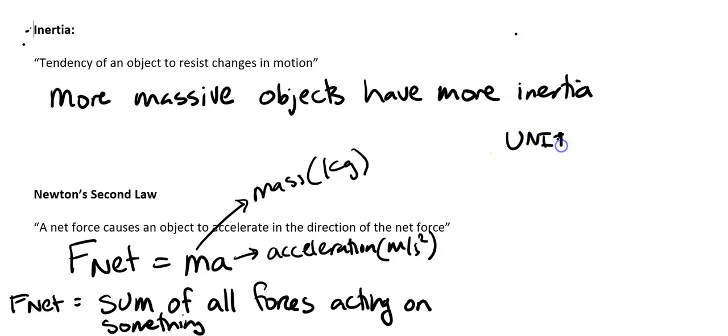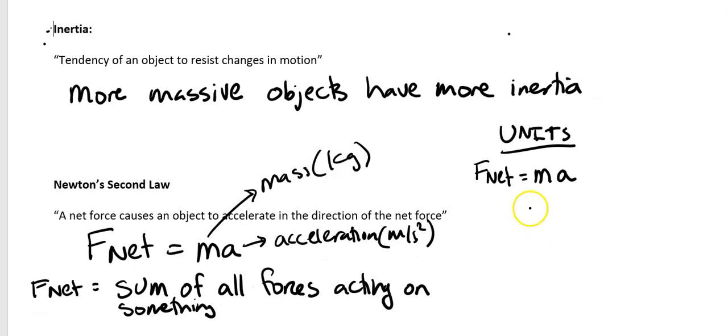So I always, again, to figure out units of something, I always look at the equation. So we know that F net is equal to mass times acceleration. So, okay, we have mass of something is oftentimes measured in kilograms if we're using SI units. Acceleration is meters per second squared. So these are the units for F net. We'll also use newtons, which you can abbreviate with just a capital N.